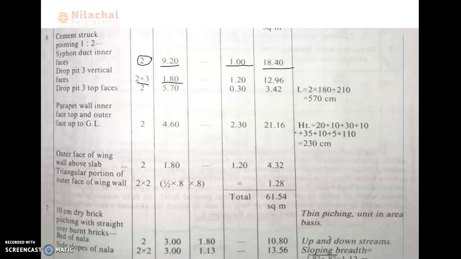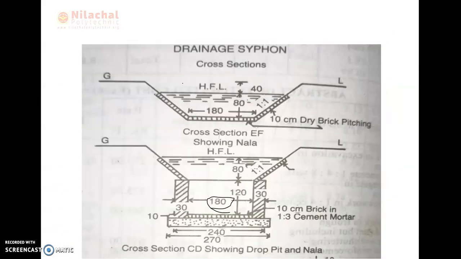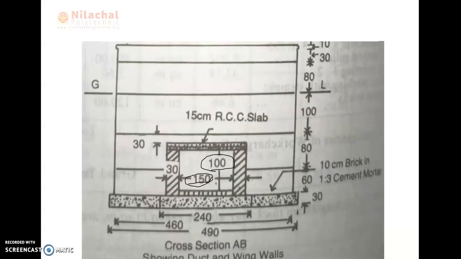The length is 1.80. So we need to plaster the vertical face, so only length and height are considered. So we need to check the height. How can we check the height? We check the height from the cross-sectional view. Okay, this is 1.20. The height of the drop it wall is 1.20.